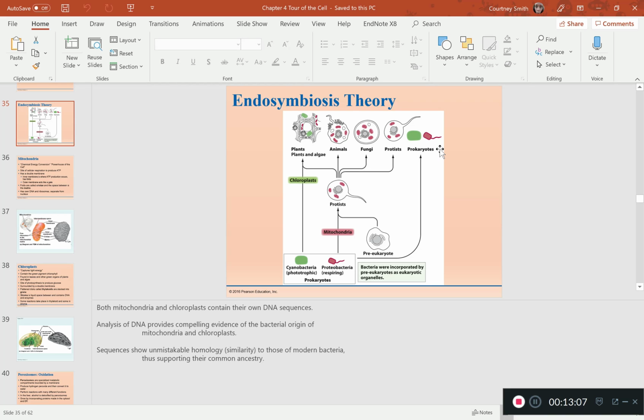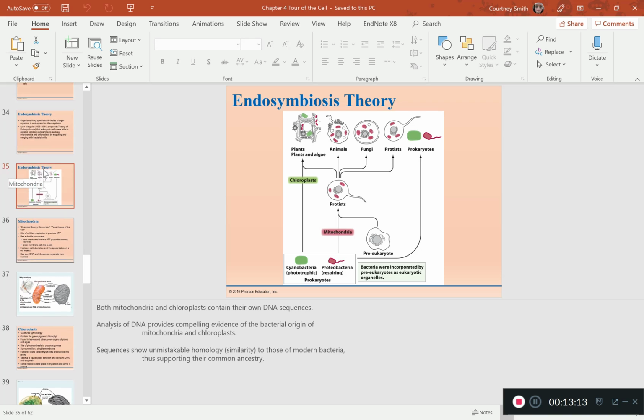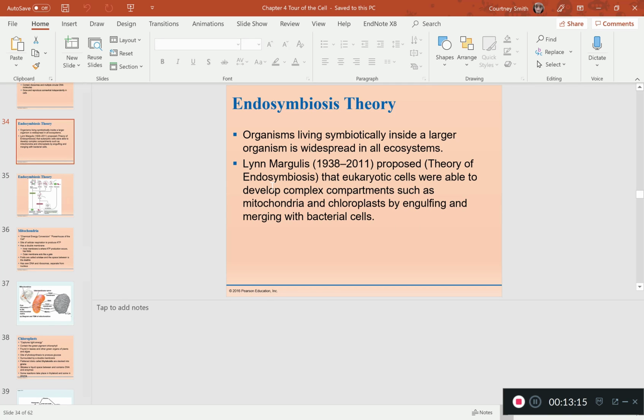So definitely be able to recognize what endosymbiosis is and who actually came up with the theory. The theory was put forward by Lynn. She was the one who came up with the idea that the mitochondria and the chloroplast were engulfed by pre-eukaryotic cells, and then they started utilizing them. So that's endosymbiosis.